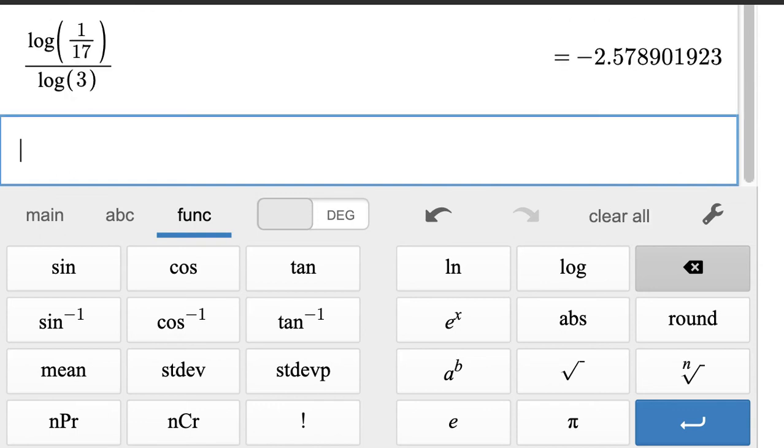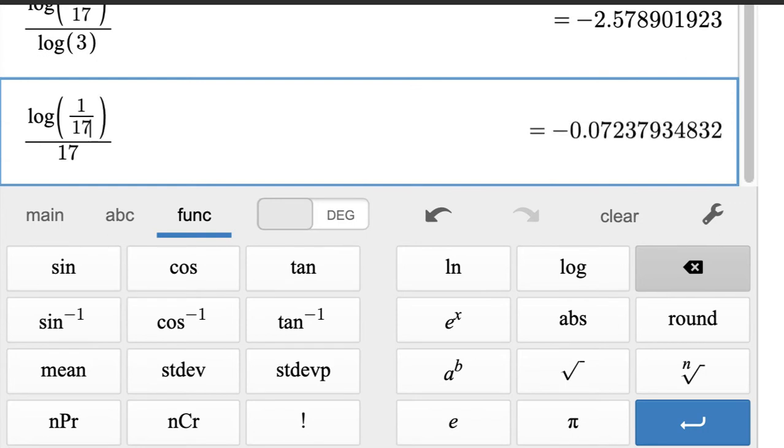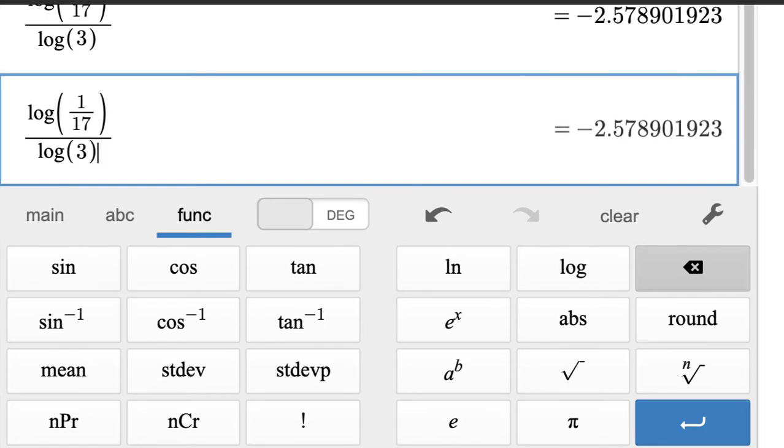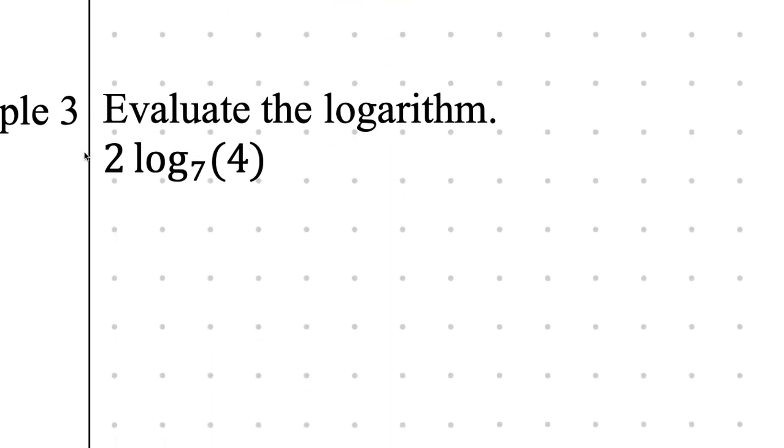Oh, like this. So if you had log of 1 and then divide by 17 like that? Yeah. In that case, you just have to click back up inside the 1, hit divide by, and then you can get the 17 over log of 3. All right. There's example 2. Let's talk about example 3 before I let you guys move on.